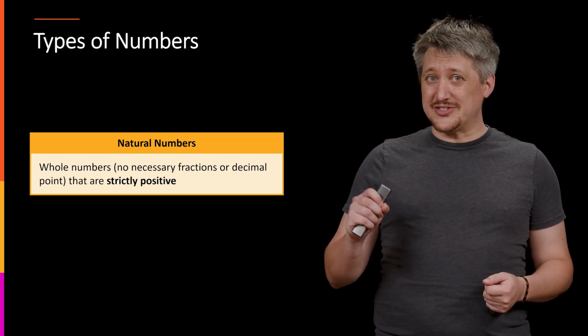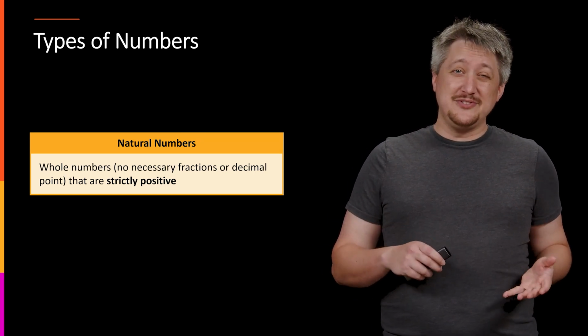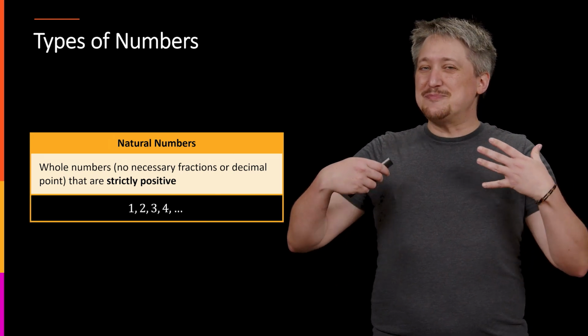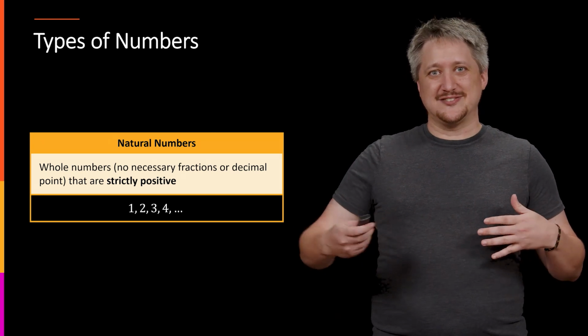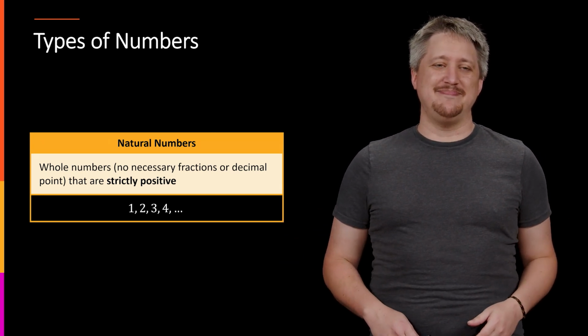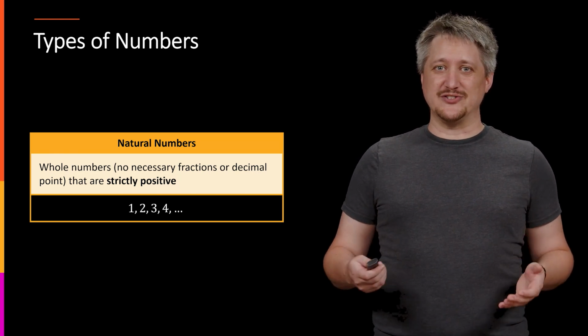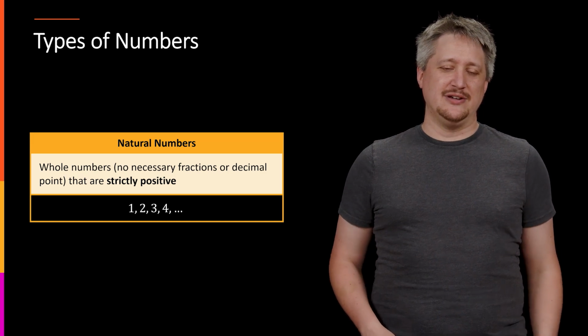I'm going to put an asterisk there because it turns out, depending on who you ask, some people like to include 0, some people don't include 0. So the most popular one is 1, 2, 3, 4, 5, 6, etc., not including 0. But again, if there's any question, it's always a good idea to ask whoever's teaching your class, or whatever situation you're in, whether or not they're counting 0.